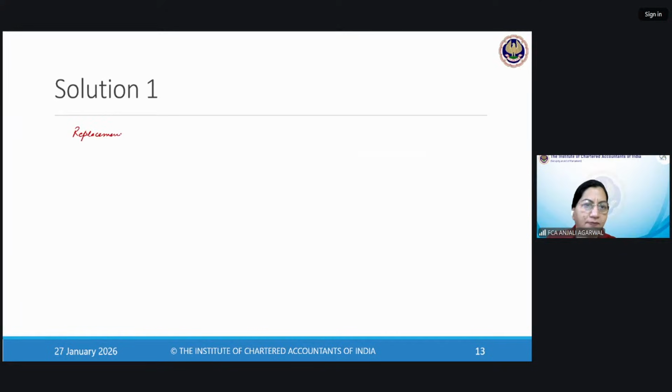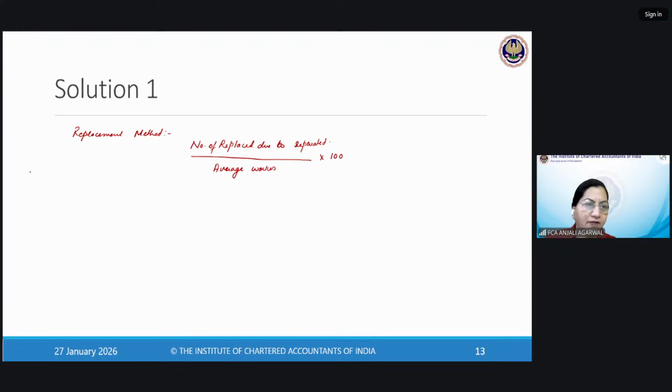Replacement method. Number of workers replaced due to separation. So we have seen that 40 workers separated. So because of those workers who separated, you must have recruited further new workers. So these must have been replaced. Those who left must have been replaced by some new workers in this period. So that is the replacement method.